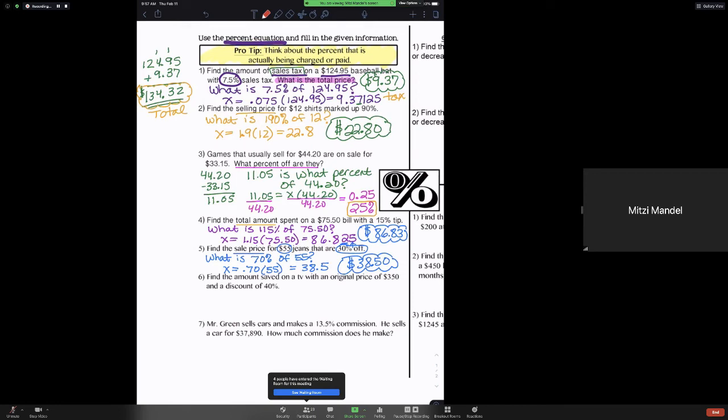All right, the next one says find the amount saved. So we're not finding the total amount this time. We're finding how much we saved on a TV with an original price of $350 and a discount of 40%. So we want to know this time what's 40% of the price, because I want to know the amount saved. So what is 40% of 350? So I'm going to do 0.4 times 350, and I'm going to find that we saved $140.